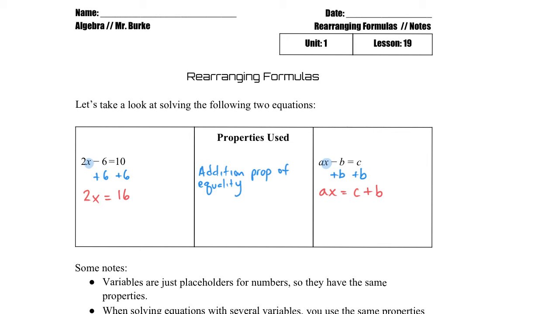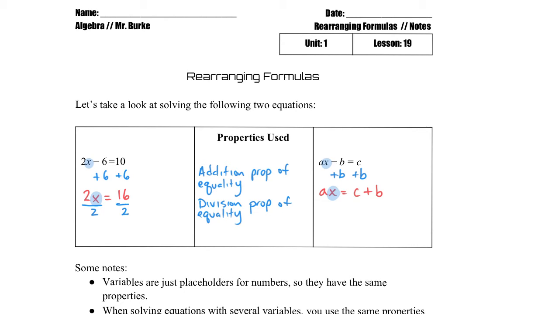Okay, continuing on. Let's again find our variable. There it is. And now, what would I do on the left-hand side? Well, I see that 2 is being multiplied by x, so I would divide both sides. This would be the division property of equality. Let me write that a little nicer. This would be the division property of equality.